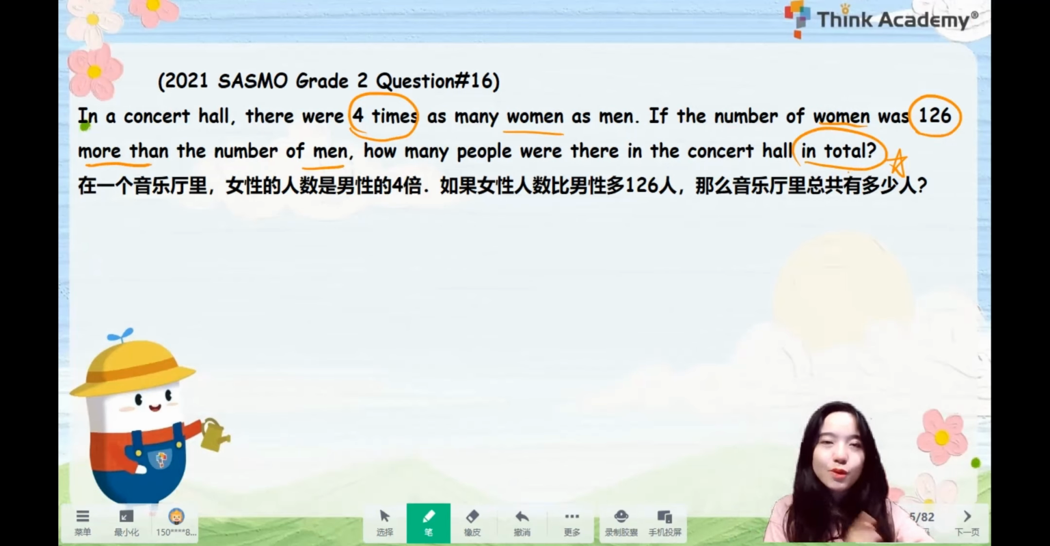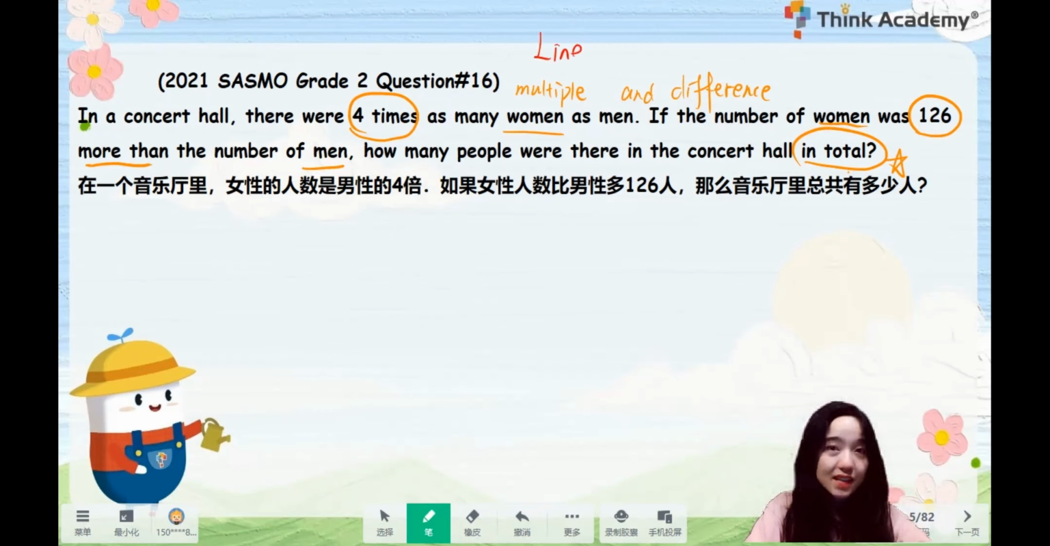If you join a school competition and it is a paper-based test, you had better circle the numbers and underline the keywords related to the numbers. That will be really useful. Here, we know the number of women is 4 times as many as men, so it tells us the multiple first. And then the second amount is 126 more than the number of men. It tells us the difference. So this is a sum, difference and multiple problem.